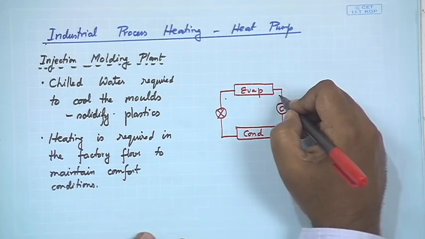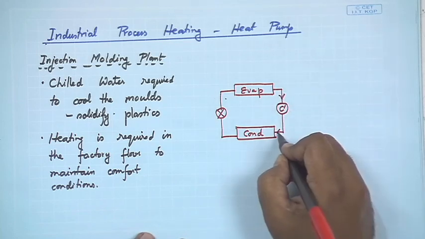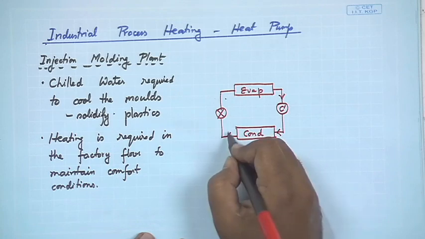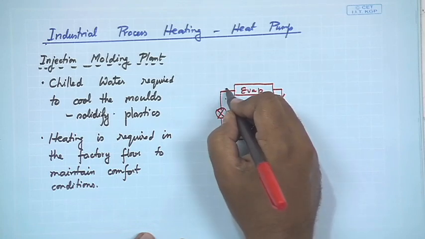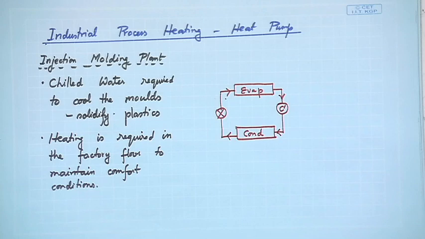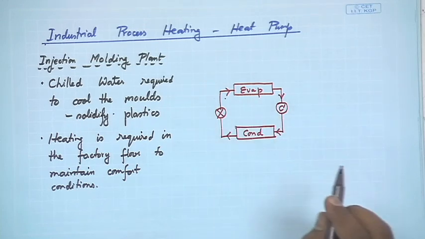So, what happens? Evaporator exit gets to the compressor, then it comes to the condenser, condenses, the refrigerant then flows through the expansion valve and enters the evaporator. So, fair enough, no questions about that. This is my unit.